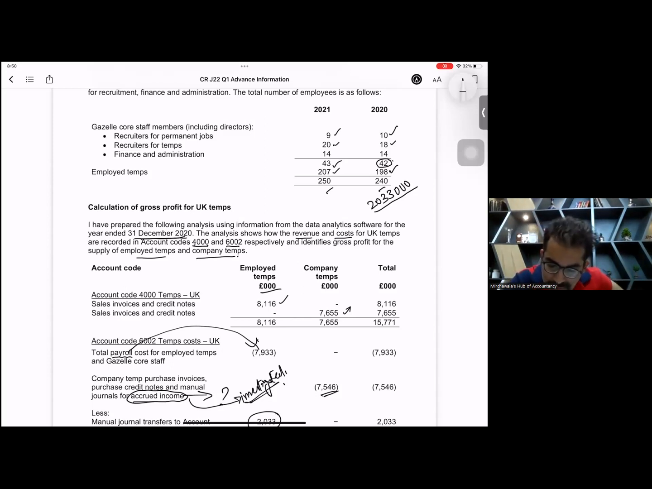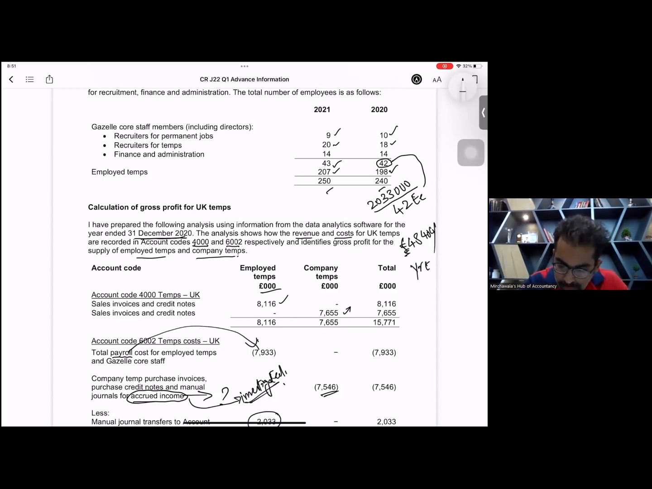So last year we had 42 employees. Can you calculate per employee salary? 2,033,000 divided by 42. Come on, do it. So it's 48,404 pounds per year per employee.